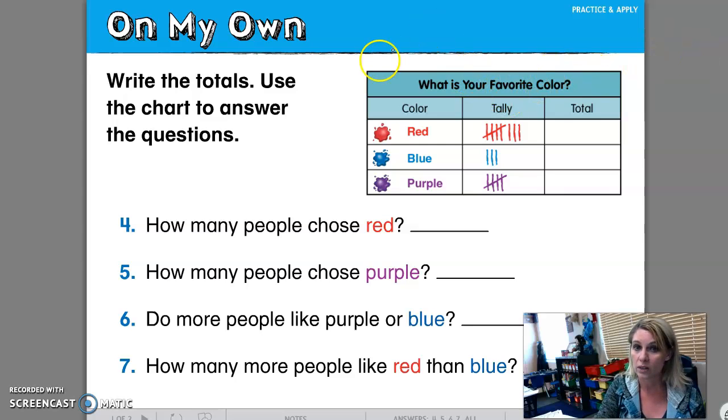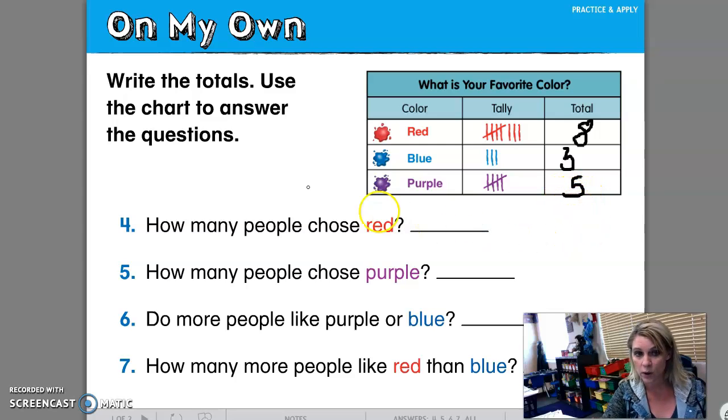So on this chart, they did a survey, what is your favorite color? Well, let's see. 5, 6, 7, 8 people liked red. So I'm going to put my total right there. 3 people liked blue. And 5 people liked purple.